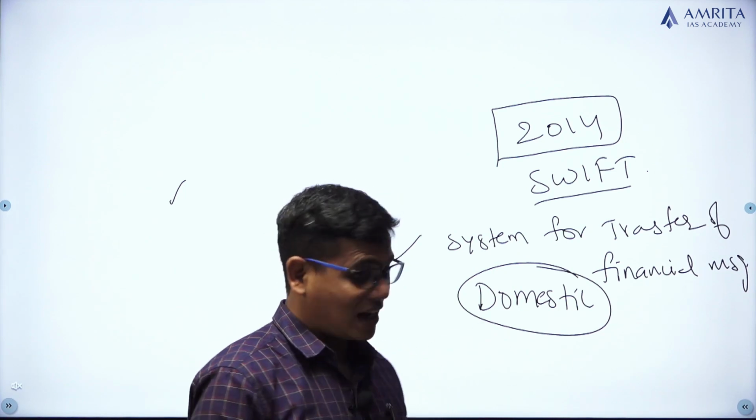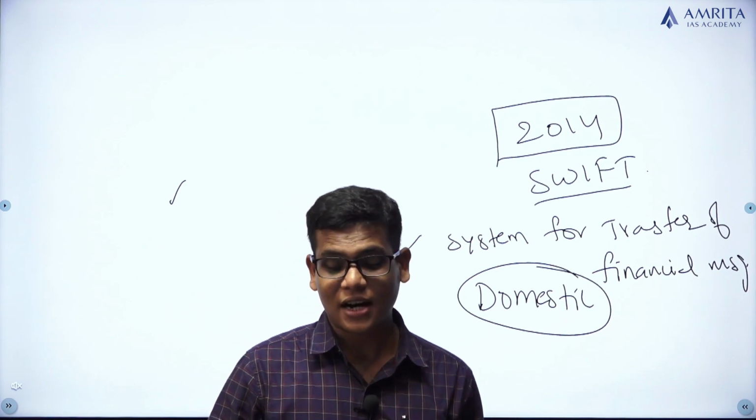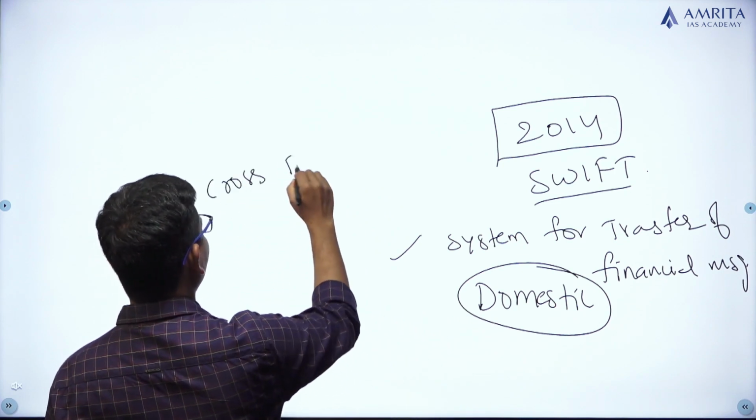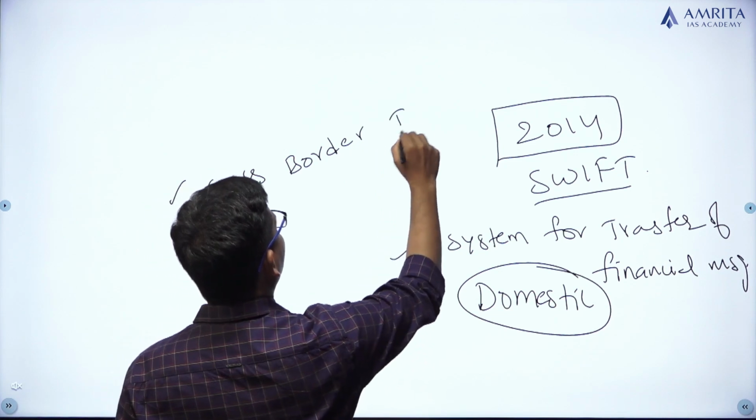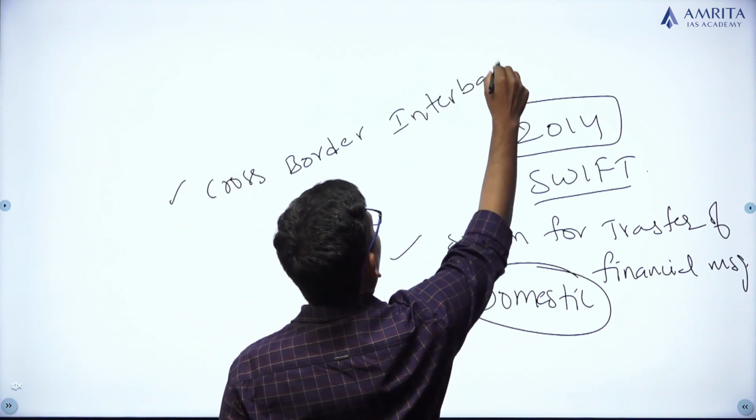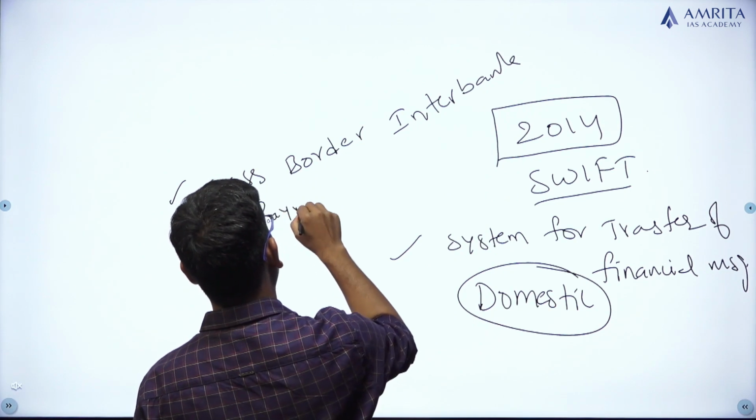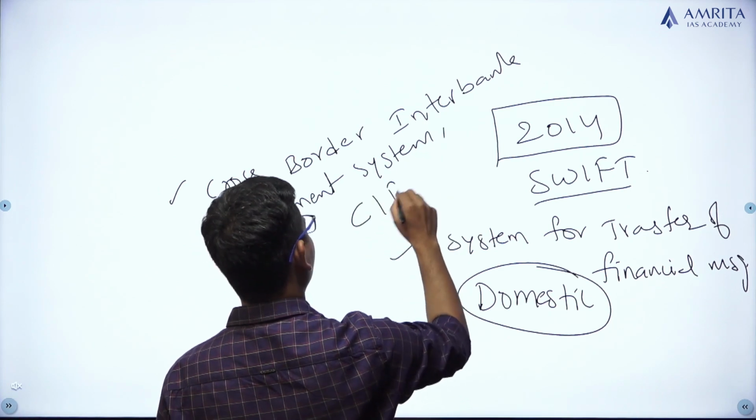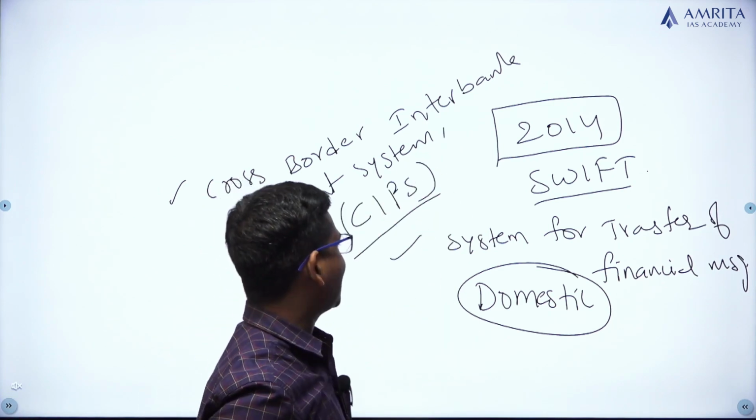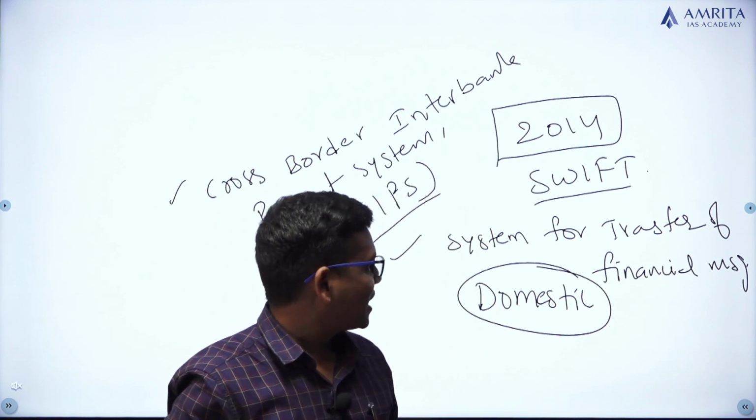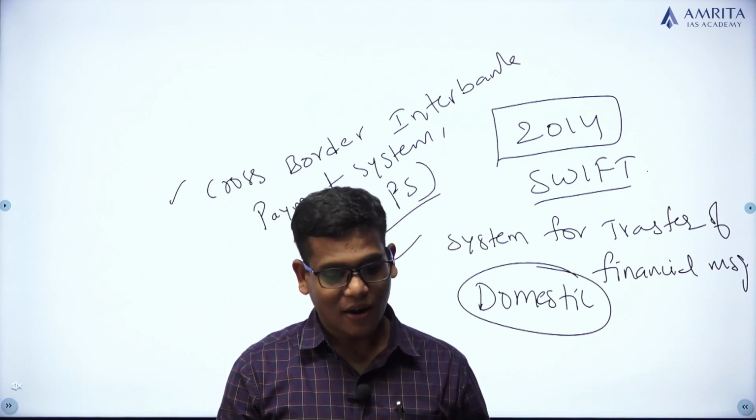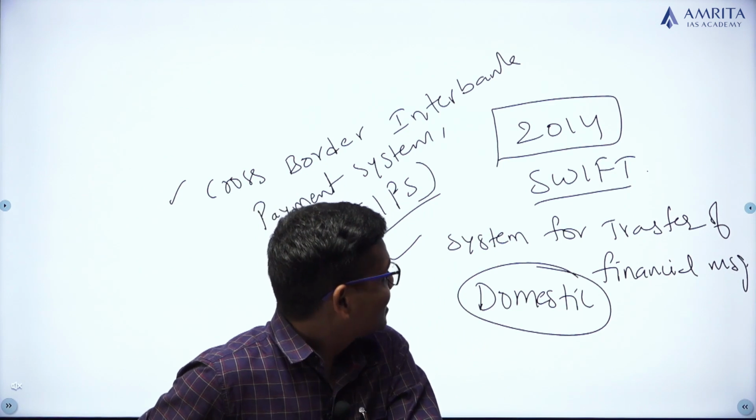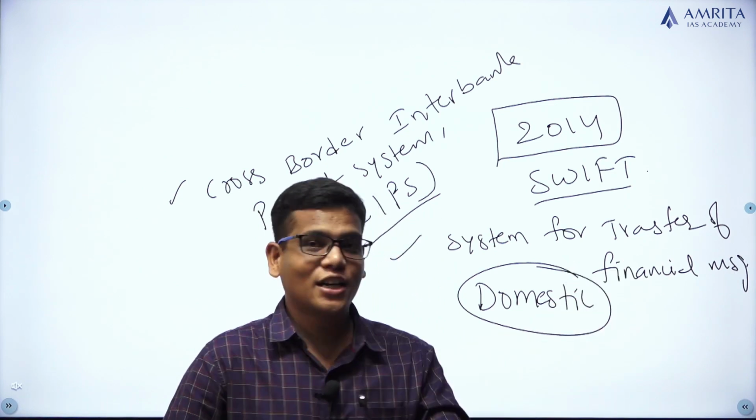So that's the reason why China has also started its own system, which we call the Cross-border Interbank Payment System, CIPS. So this CIPS is China's, and this System for Transfer of Financial Messages is Russia's. They have already started and have their own setups.